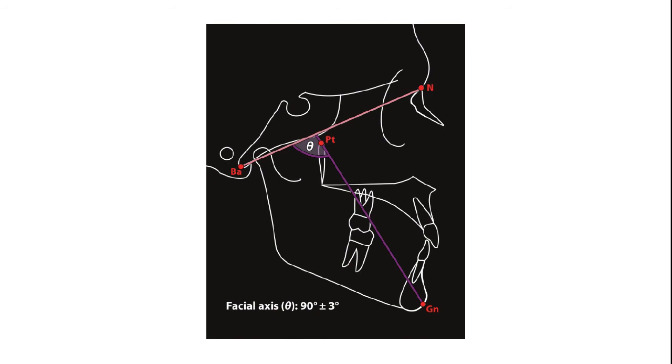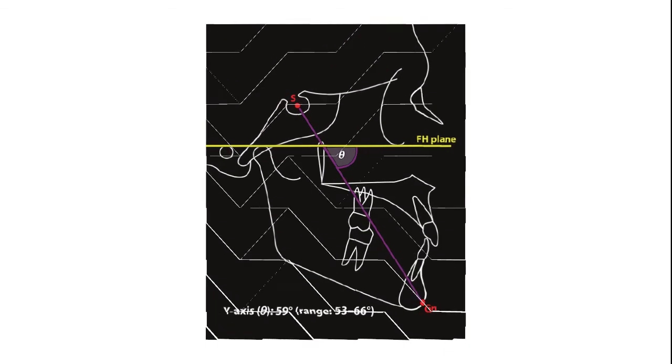And there is a parameter named the facial growth axis in cephalometric analysis. Ricketts described the facial axis as the posterior angle formed by the intersection of the basion-nasion plane and the PT-Gn line. It describes the direction of growth of the mandible or chin and is said to remain relatively constant with age in patients with a normal growth pattern. The norm is 90 degrees plus or minus 3 degrees.